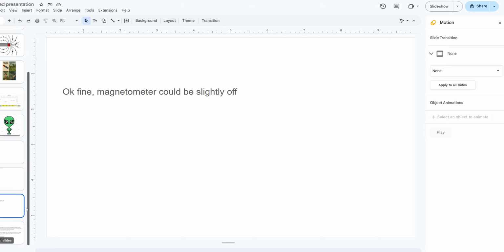Okay, you got me. The magnetometer could have been slightly off, I suppose. But that's neither here nor there.